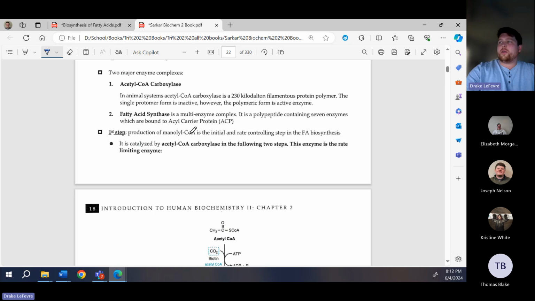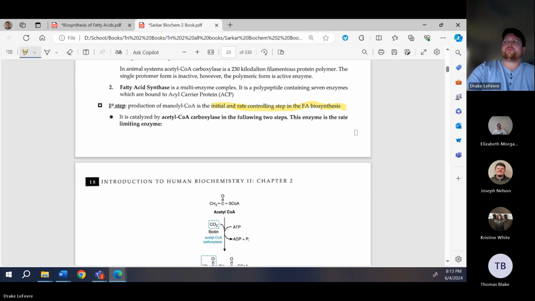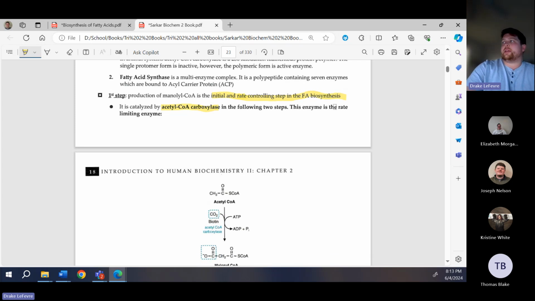Production of malonyl-CoA is the initial and rate controlling step in fatty acid biosynthesis. So that is going to be something that we want to remember because we always want to remember the rate controlling steps. I'm going to say it again. Production of malonyl-CoA is the initial and rate controlling step in fatty acid biosynthesis. It is catalyzed by acetyl-CoA carboxylase in 2 steps. And that is the rate limiting enzyme. That means it's going to be important and we're going to focus on it.